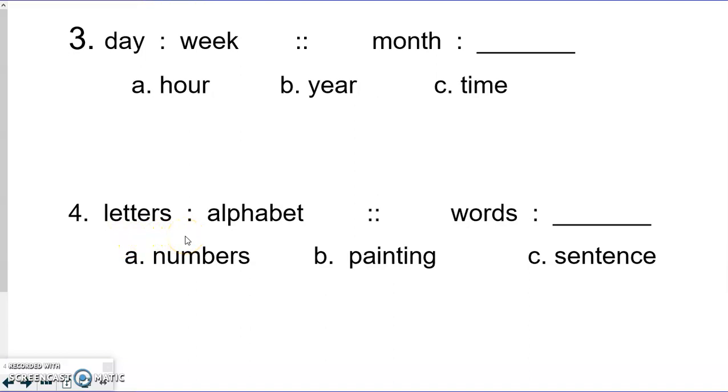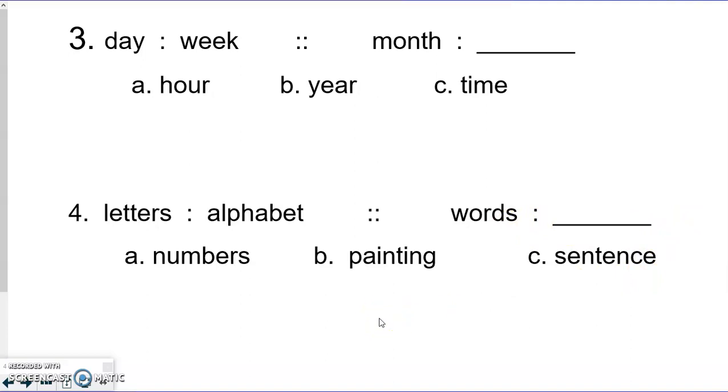This time the relationship is parts to whole. Letters are part of the whole alphabet. The English alphabet has 26 letters, so each individual letter is part of the whole alphabet. All right, so we're going from part to whole at the beginning of the analogy, so we need to go from part to whole at the end of the analogy. So if letters are part of the whole alphabet, as words are part of the whole blank.